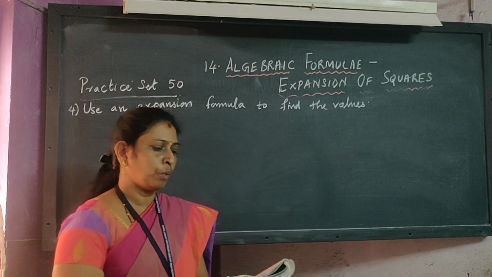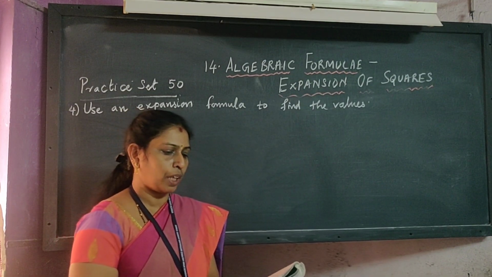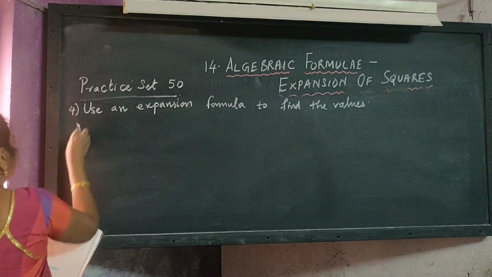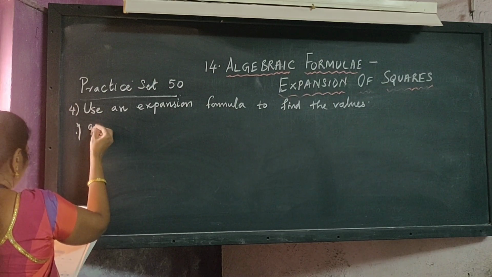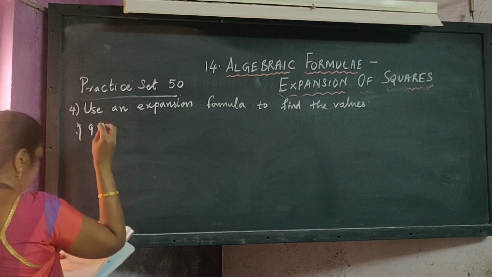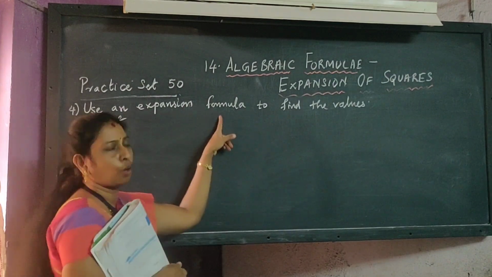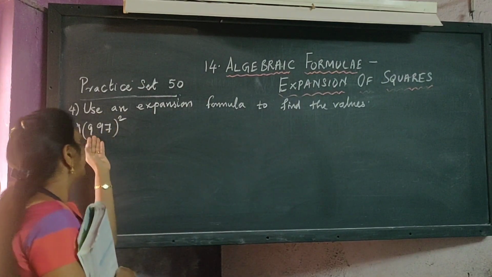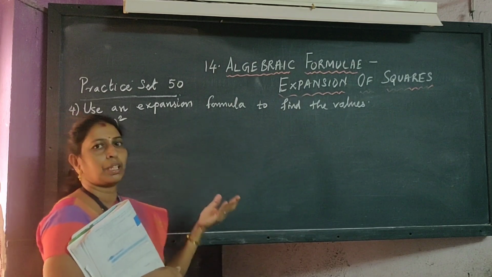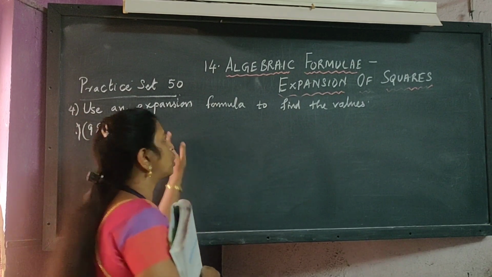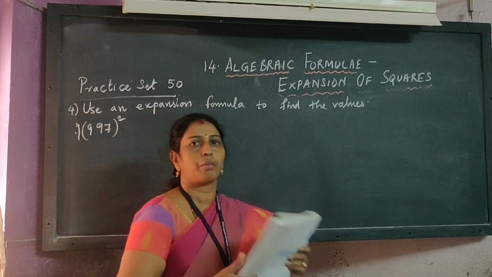Sum number 4. Use an expansion formula to find the values. First is 997 the whole square. Now we are going to use the expansion formula to find it out. 997 we can directly multiply, 997 into 997, but we will not do that. We will use the formula, that is a square plus 2ab plus b square.